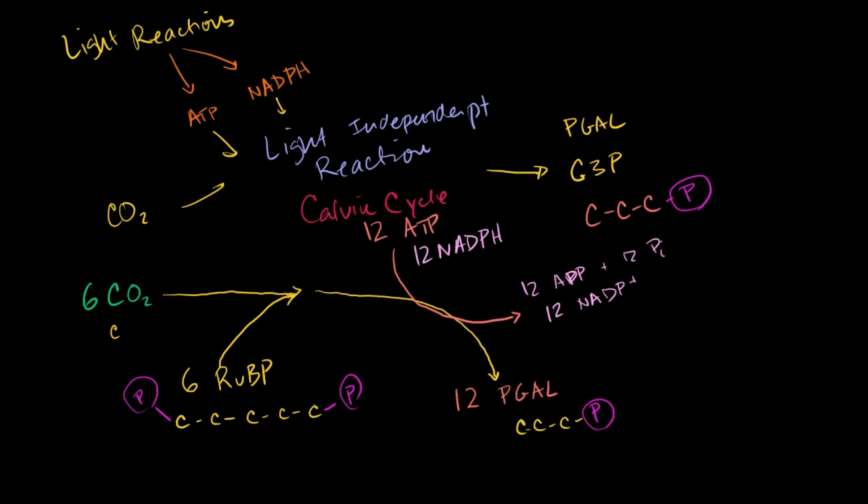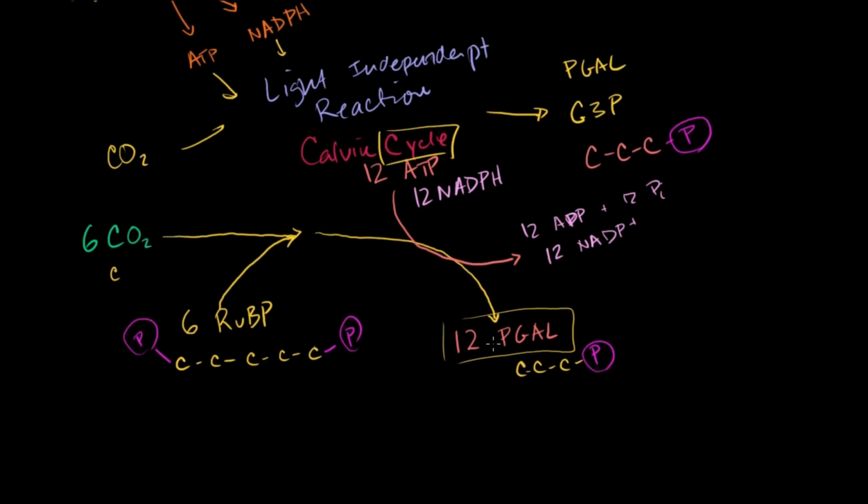So then we have these 12 PGALs. Now, the reason why it's called a Calvin cycle, as you can imagine, we studied the Krebs cycle. Cycles, we start reusing things. The reason why it's called the Calvin cycle is because we do reuse most of these PGALs. So of the 12 PGALs, we're going to use 10 of them. So we're going to have 10 PGALs, 10 phosphoglyceraldehydes, we're going to use to recreate the ribulose bisphosphate.